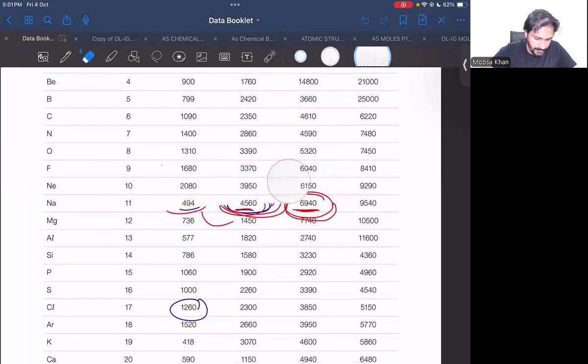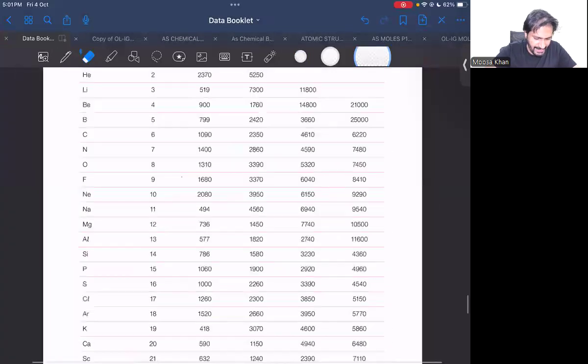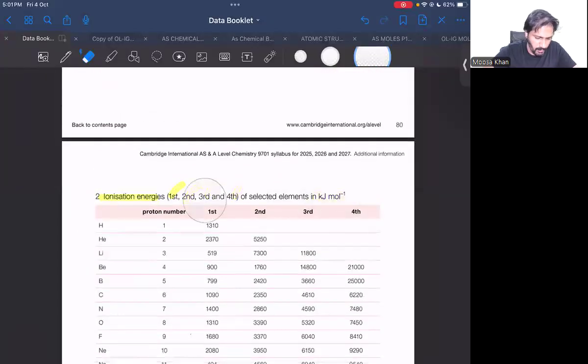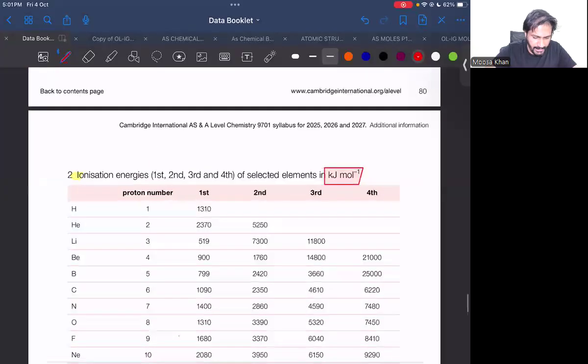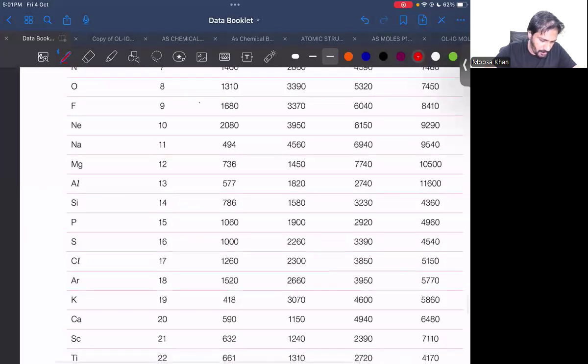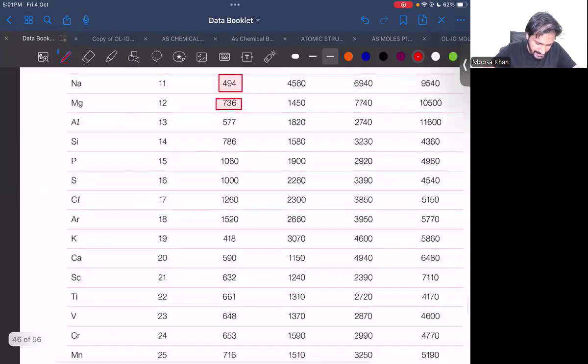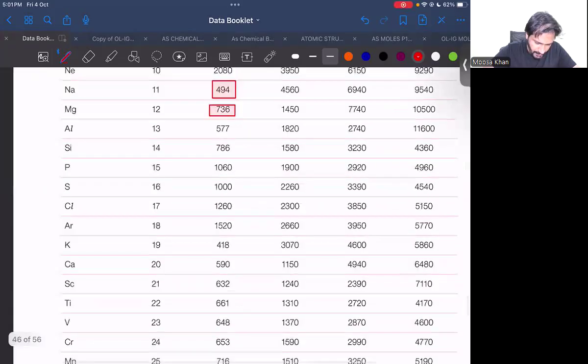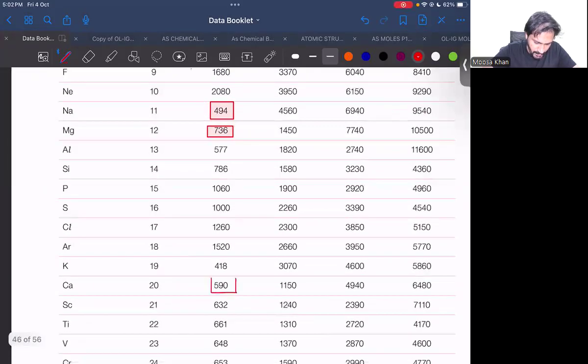If you see the values of first ionization energy of sodium, ionization energies are given in kilojoules per mole. It means you should know the energy values involved for 1 mole of sodium gaseous atoms. For sodium, the value of first ionization energy is 494. For magnesium, it is 736. And for calcium, we were discussing calcium as well, right? So for calcium, it is 590 kilojoules per mole.